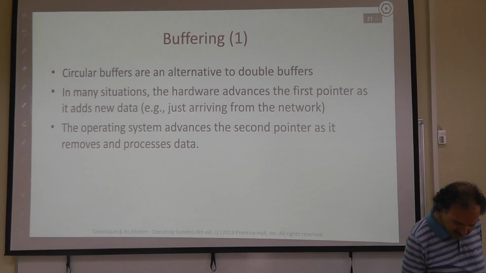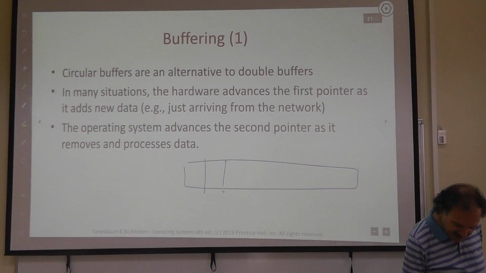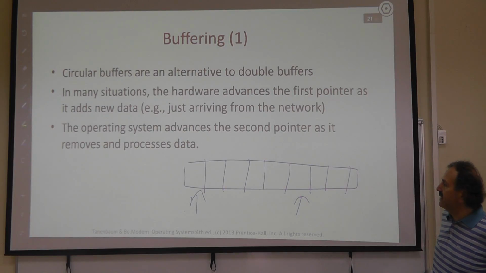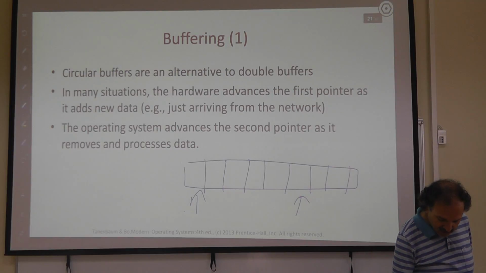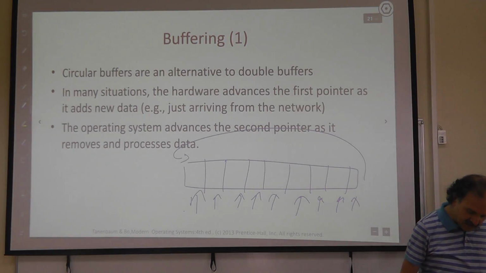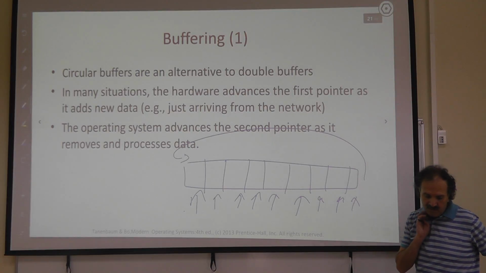What is a circular buffer? It is like that. It's an array. This is the beginning and this is the end. When you move this pointer from here, there and there, it can move forward too. When this one runs out of space, then it goes back to the beginning. So this is called a circular buffer.